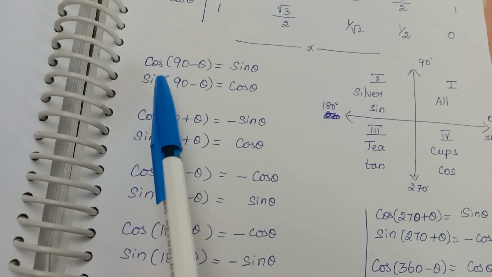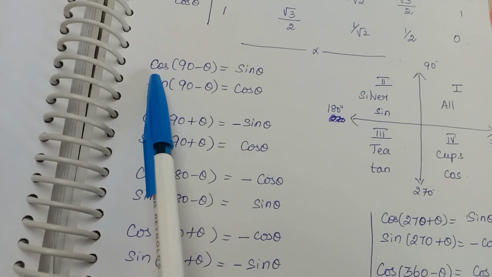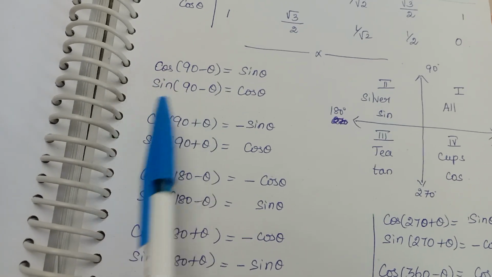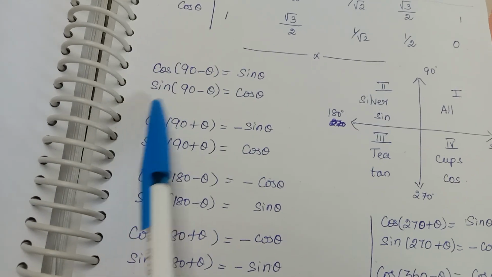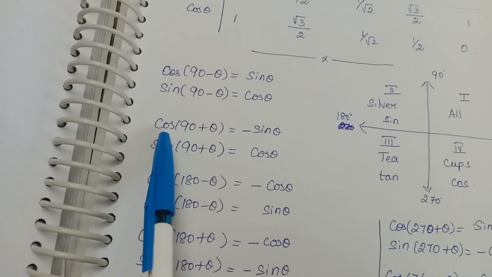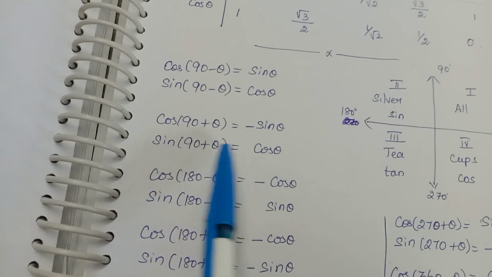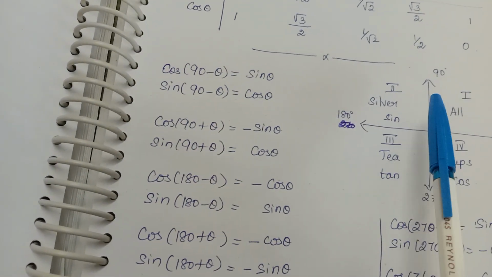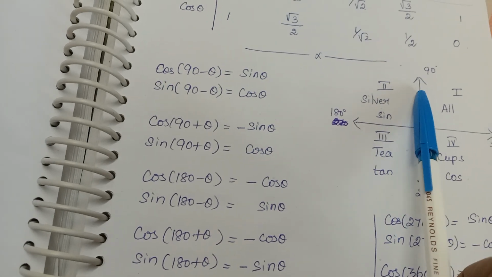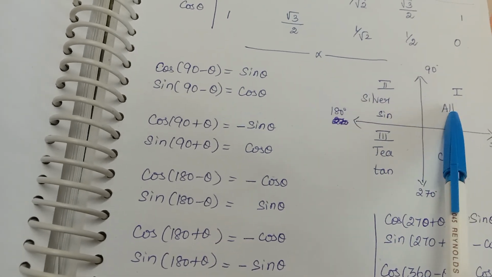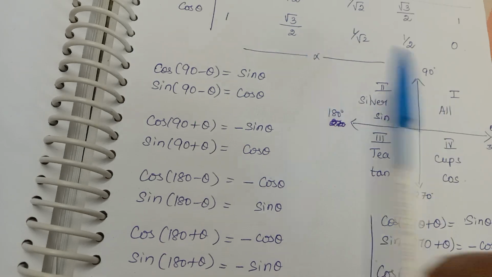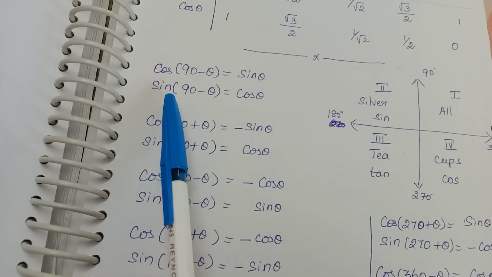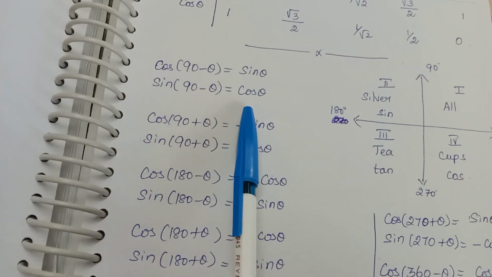Now let's see cos of 90 minus theta. What I told you: for 90 minus and 90 plus, cos will become sine and sine will become cos. Regarding 90 minus theta, this is 90 degrees, and 90 minus theta means it will be in the first quadrant. In the first quadrant everything is positive. So cos of 90 minus theta is plus sine theta, and sine of 90 minus theta is cos theta.